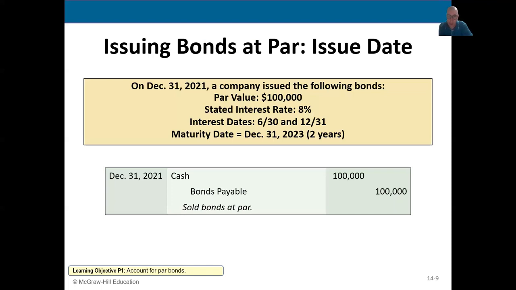The interest rate is paid out twice per year, June 30th and December 31. The bond matures in 2 years. It's a 2-year bond. That means that the company is going to pay interest a total of four times. The bond matures December 31 of this year. So back on December 31, 2021, the company made a journal entry, debit cash to increase the cash, credit bonds payable, 100,000. That represents the bond sold at par.